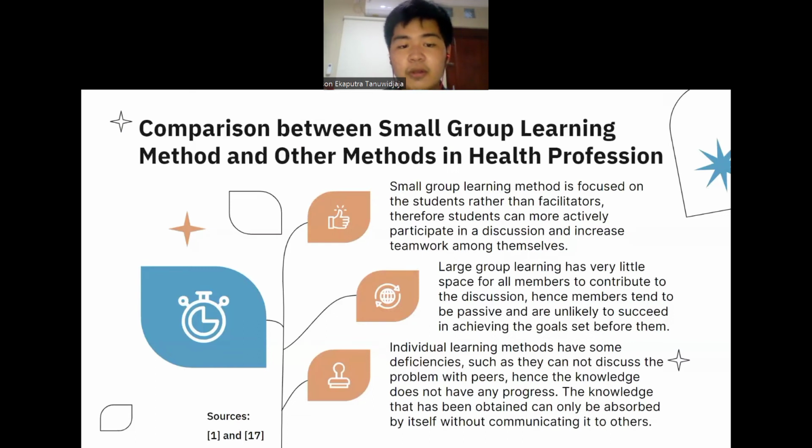We have one more learning method to discuss, which is individual learning. Individual learning methods have some deficiencies, such as they cannot discuss the problem with their peers. Hence, the knowledge that they retain does not make any progress. The knowledge that they have obtained can only be absorbed by themselves without communicating it to others. Next.